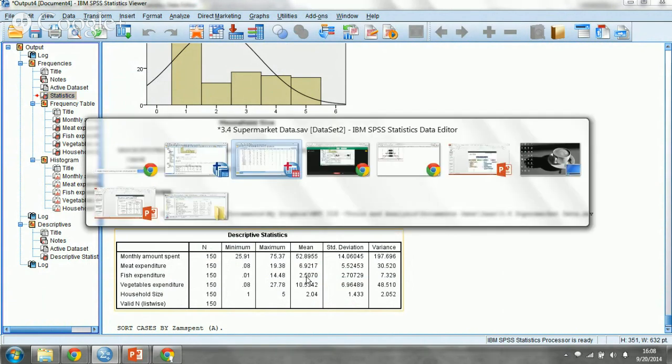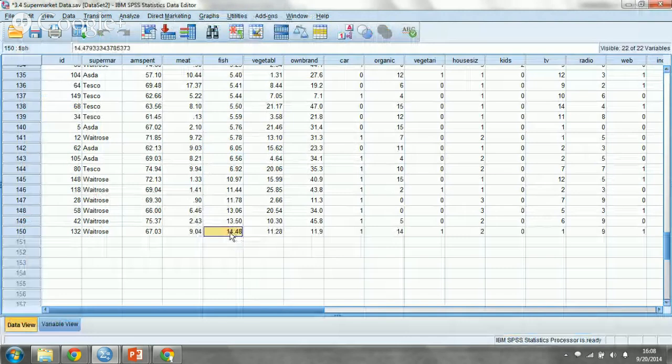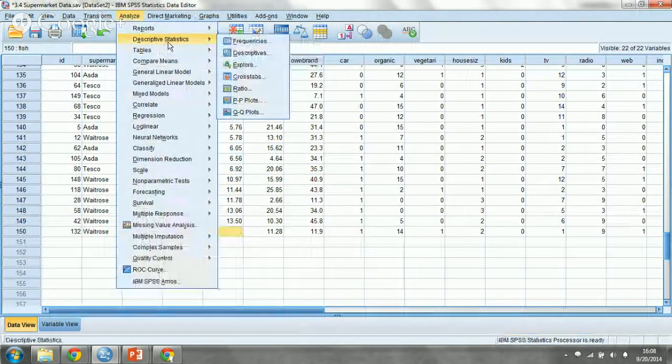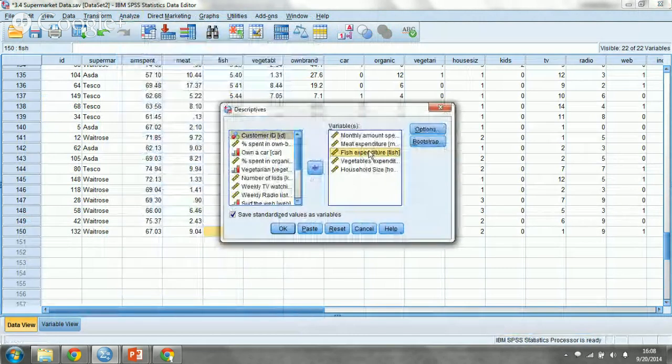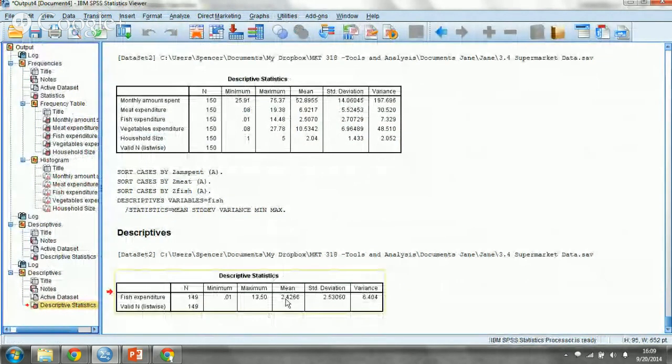So let me just do that to show you. Let me take their fish score out. I'll remove that. And now I want to go to analyze, descriptives, fish. I'm going to get rid of these two, and I'm going to get rid of these two. I just wanted to show what the mean is. The mean is now $2.42. So you see that one dropped the mean from $2.51 to $2.42, or 43 cents rather.